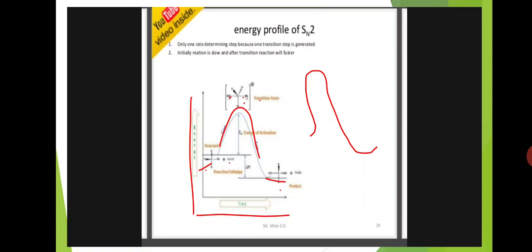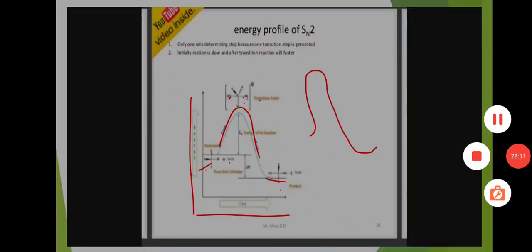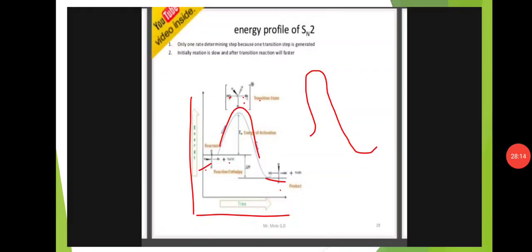Initially the reaction is slow, and after the transition state the reaction becomes faster. Here only one energy peak is there. That peak indicates the transition state of the intermediate compound. The left side indicates the reactants and the right side the products. First the alkyl halide reacts with the nucleophile and gets into the transition state. After that it releases the halogen and forms a new product, that is alcohol. This is the energy level diagram of SN2.